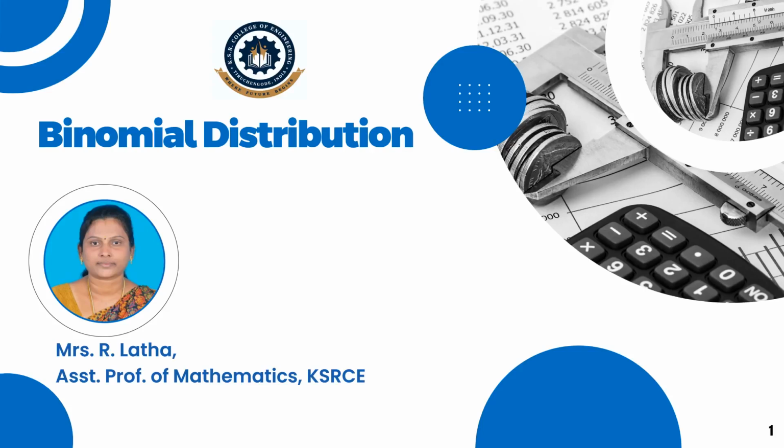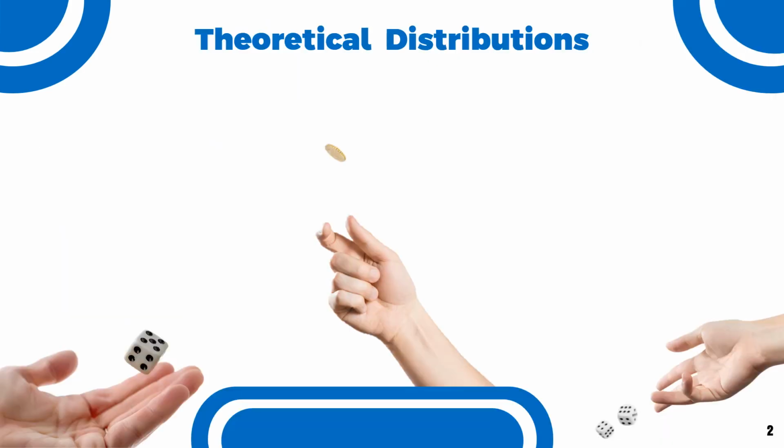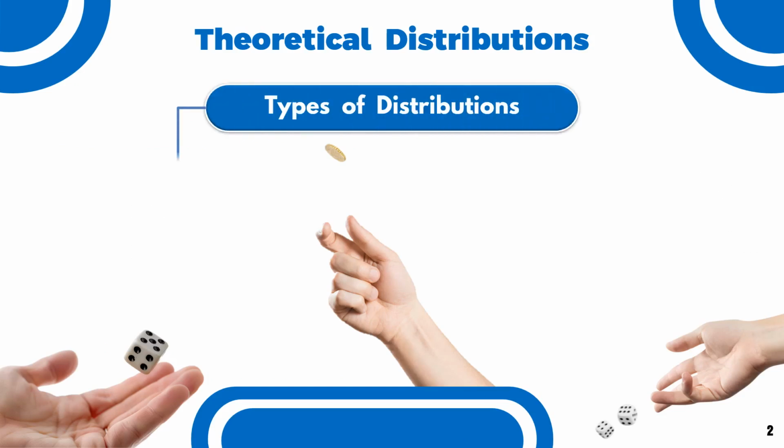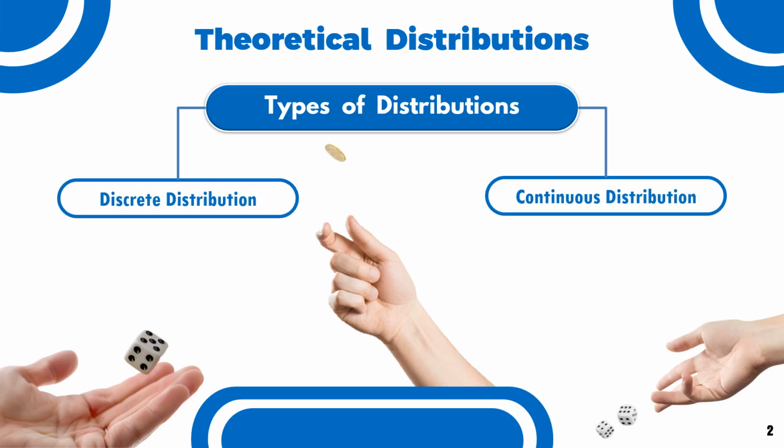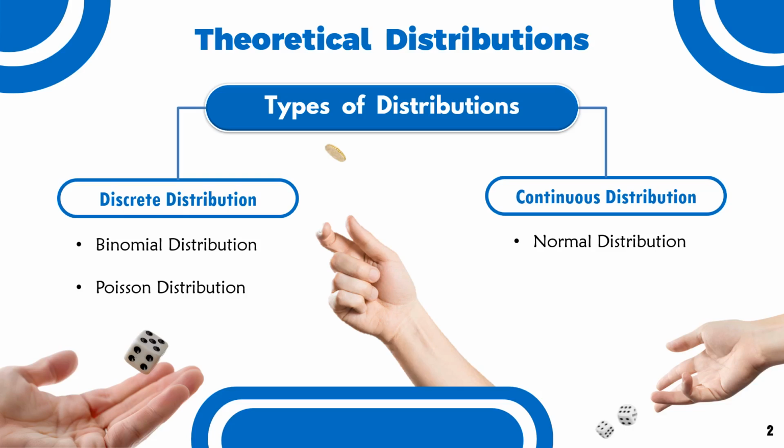In this video, today we are going to see the concept of binomial distribution. There are two types of theoretical distributions. First one is discrete distribution. Second one is continuous distribution. In discrete distribution, we have binomial distribution and Poisson distribution. In continuous distribution, we have normal distribution and exponential distribution.